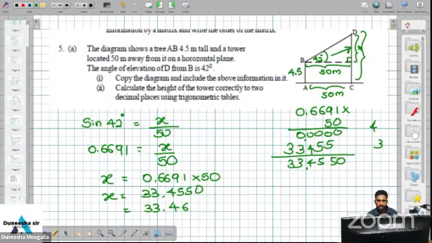If you finish, raise hand. Isindu, Sehansa, I finish. Right.